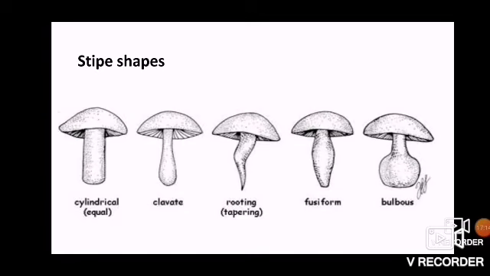Rooting is where you have a stipe that is widest at the apex, at the top there, and then it tapers towards the base. So it looks kind of like a carrot. Fusiform is where you have the widest portion of the stipe right in the center, and then it's tapering on either end. And then bulbous is where you have a cylindrical stipe, just like the first one, the same width the whole way through, and then at the very bottom there's a bulb on the end, kind of like a little ball.